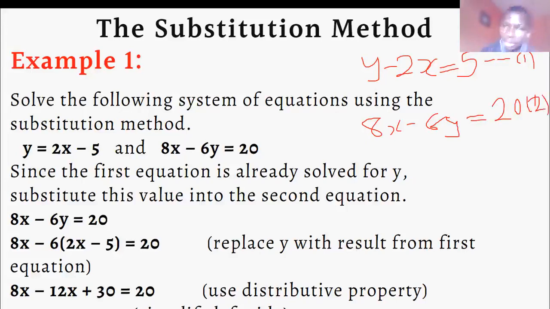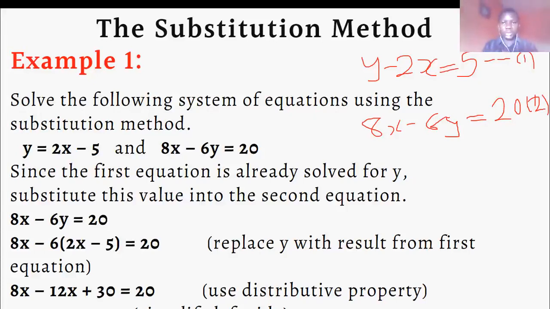So you can see that the first and the second one are like the previous real life scenario explanation I gave the other time. So y minus 2x is equal to 5, and 8x minus 6y is equal to 20. That's equation 2. So we have tray 1 and the second tray. We have two unknowns in each particular cabinet. So we want to solve the problem. How are we going to solve this problem?